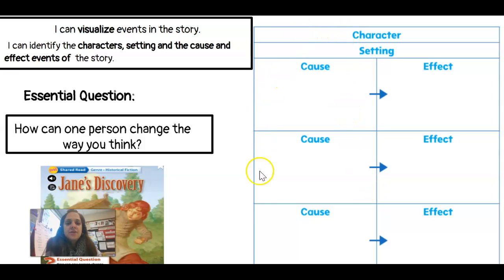This is our graphic organizer that we will use this week. You will also complete a graphic organizer where we will identify our character, the setting, and then as we are reading, we will be thinking about our essential question in order to identify the cause and effect key details. How can one person change the way you think? Let's go into the text, Jane's discovery.